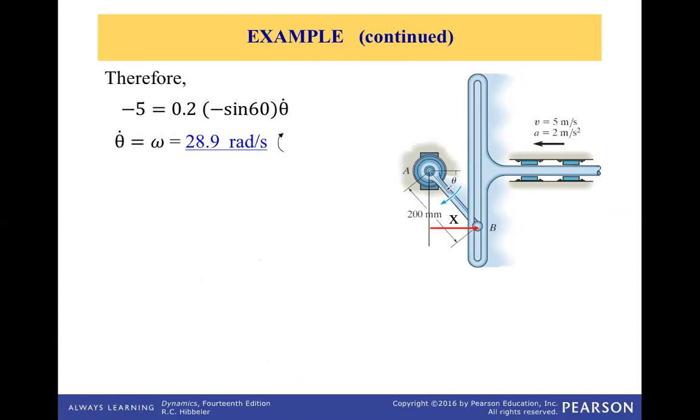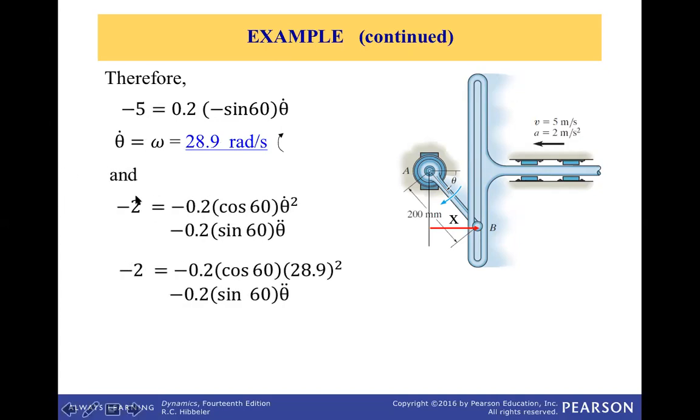Put the numbers into the first equation, you get minus 5, which is x dot, equals 0.2 minus sine of the angle, and then this is omega. Theta dot is the omega. You solve for that one, it gives you 28.9. In this figure, it shows that this is positive. That means this is going clockwise, because in this figure clockwise is the positive direction.